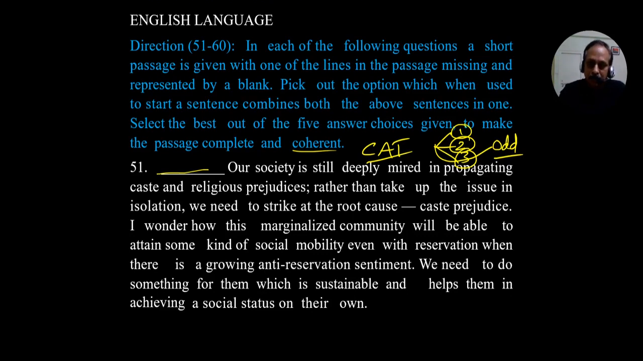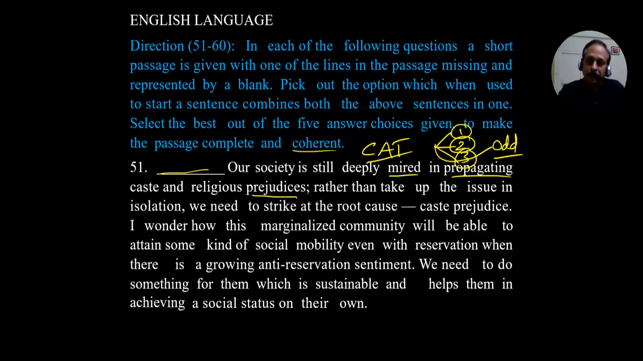Our society is still deeply mired in propagate, means spreading, caste and religious prejudices. Prejudice is an important word. Wherever there is an important word, I'll tell the meaning. I may not be able to write because today takes a lot of time. There's so much to read. I may not get 60 minutes, not enough for this paper. Our society is still deeply mired, means stuck in propagating, spreading caste and religious prejudices, biases, prejudice, bias.